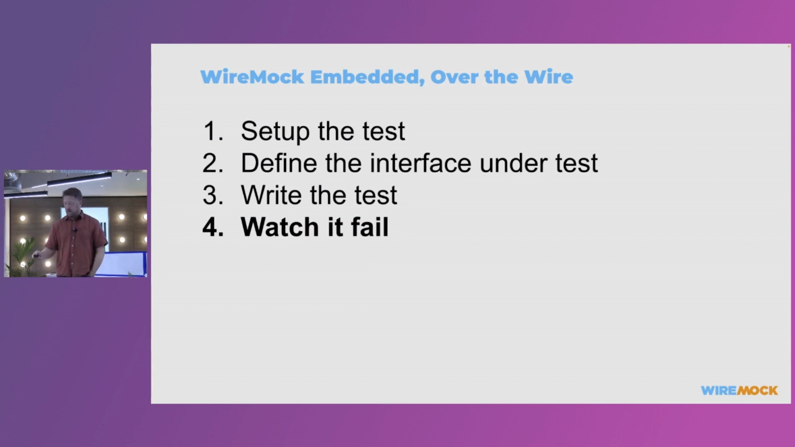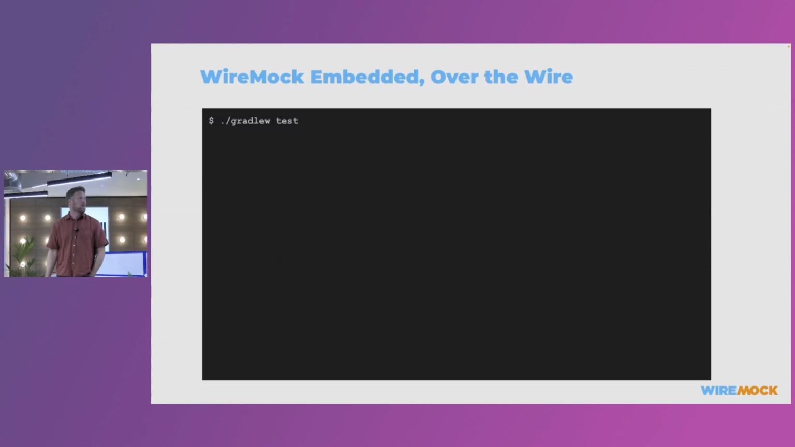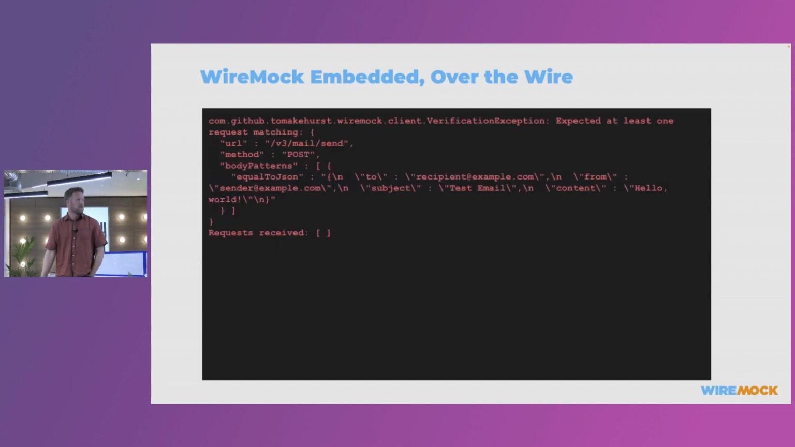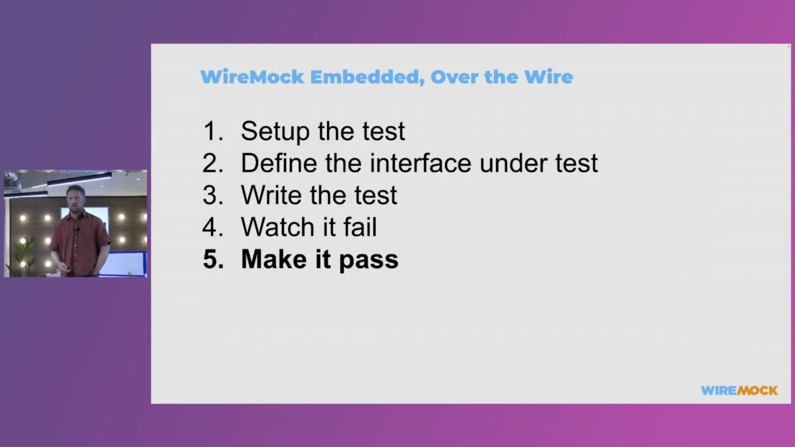And then we're going to watch it fail because we haven't actually written anything yet, and you never trust a test you haven't seen fail. So we'll run our Gradle test, and we get back a test failed because we've got a verification exception. And if we have a look at what that verification exception looks like, it's telling us, okay, expected at least one request matching that URL, that method, and the equal to JSON we said, but it didn't get any requests at all. So it's just telling us nothing happened, unsurprisingly. So let's make it pass.